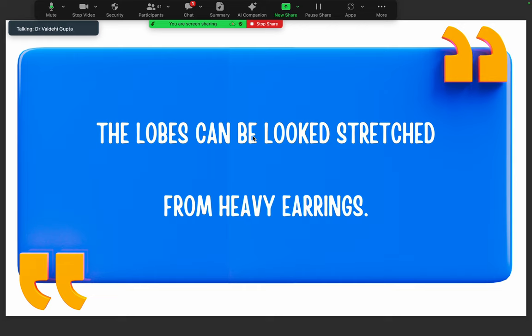One thing we have to consider: the lobes can look strange from heavy earrings. When a lady is wearing quite heavy earrings, the lobe looks stretched, longer. So we have to ask her to remove them so that we can see the actual structure of the ears.